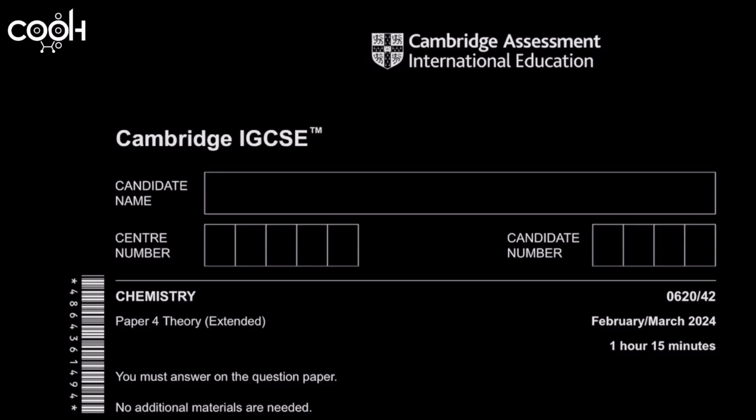So today we'll dive into the February-March 2024 0620/42 theory paper, which is the latest paper tested in the February-March examination series. And it is mandatory to do this paper before appearing in your May-June 2024 examination if you want to maximize your practice, because this will give you an idea of how Cambridge is going to test you this time, right? Since it's the latest paper.